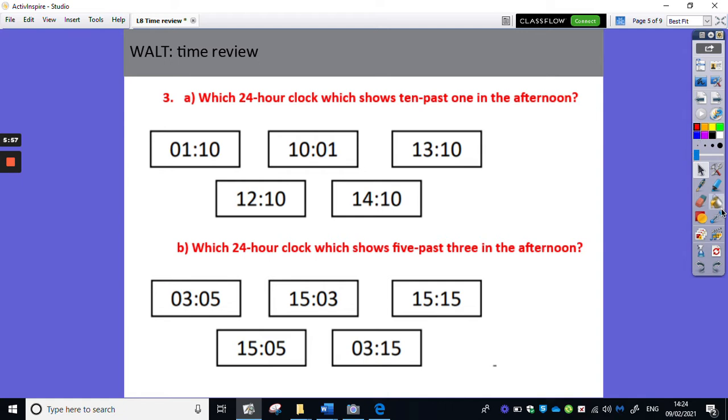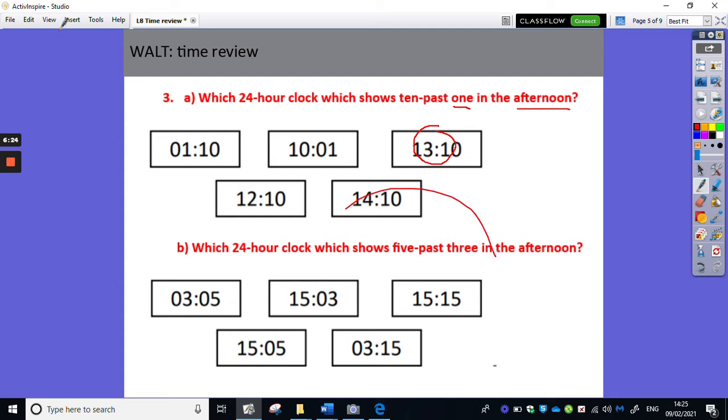So hopefully you're ready to mark. So 10 past 1 in the afternoon, well, I'm looking for something that's telling me 1, okay? And these I can see are in the 24-hour clock. So the afternoon, it would have to be 13. And 10 minutes past is the minutes here. So it's this one here that is showing 10 past 1 in the afternoon.